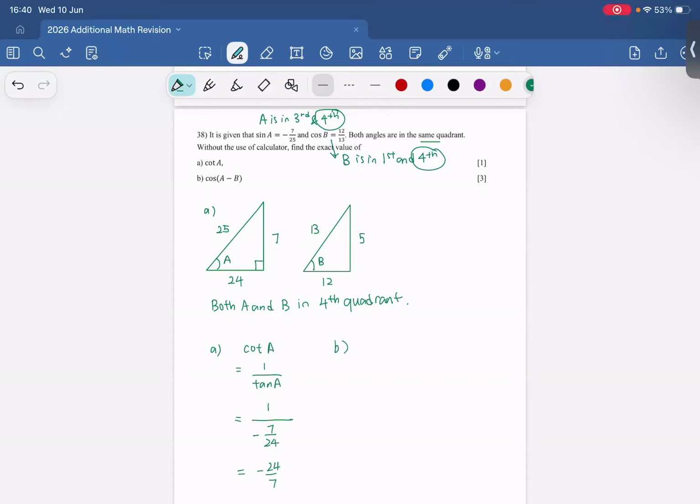Okay, part B. Cosine A minus B. We just use your addition formula. Cos cos plus sine sine. Okay, then put in. Remember to put your negative or positive inside. You need to put correctly. Which one positive, which one negative. Don't just blindly put. Remember, A and B are in the fourth quadrant.